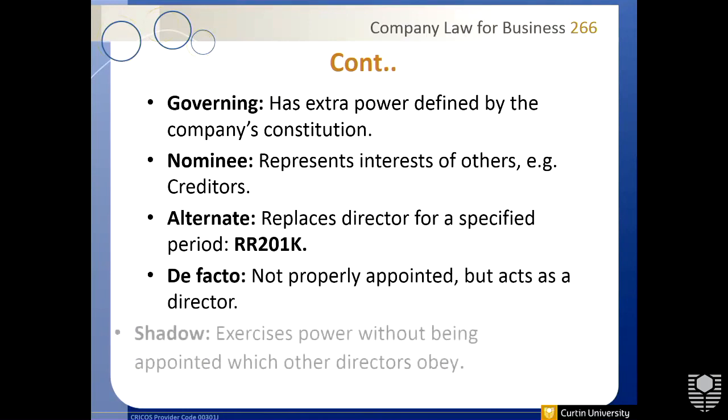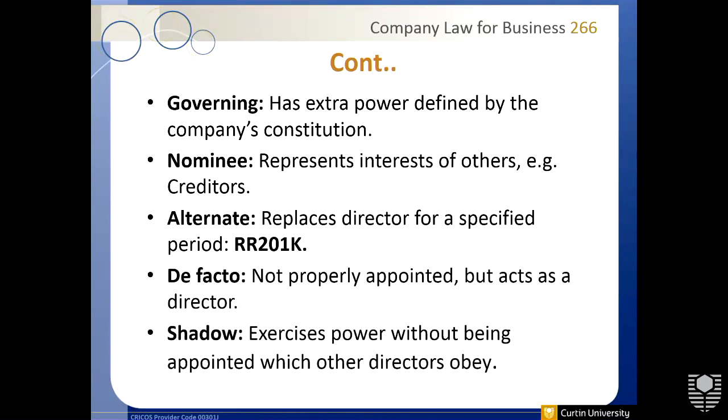Now, who is a governing director? A governing director normally applies for a family-run business where they have incorporated a company, and these governing directors are normally the founders of this business. So they will have extra powers that may be provided under the Constitution where they can remove other directors and all that. So these are related to family-run business normally.